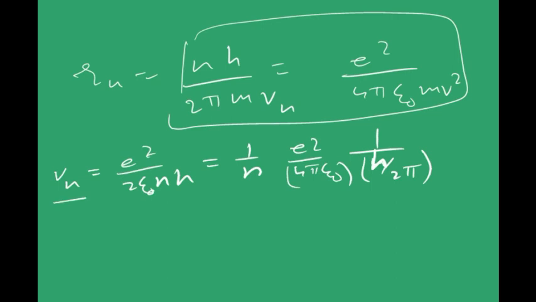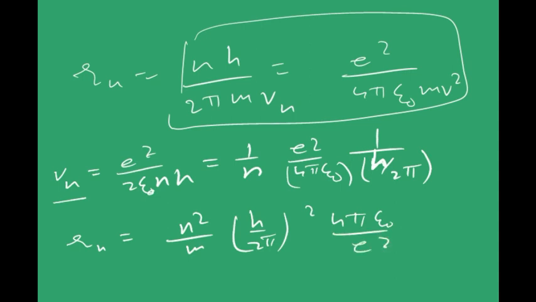And put the value of Vn in MVR is equal to nh by 2 pi, that equation. You are going to get Rn as n square by m and h by 2 pi whole square and 4 pi epsilon naught by e square. So in this equation, put n is equal to 1. You will get R1 as 5.29 into 10 power minus 11 meters.